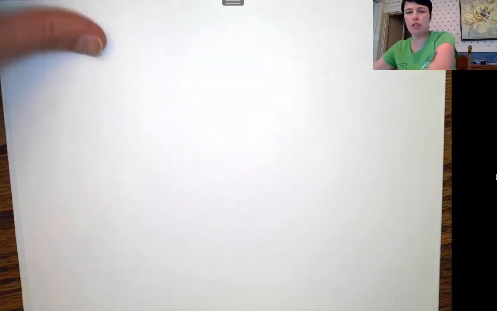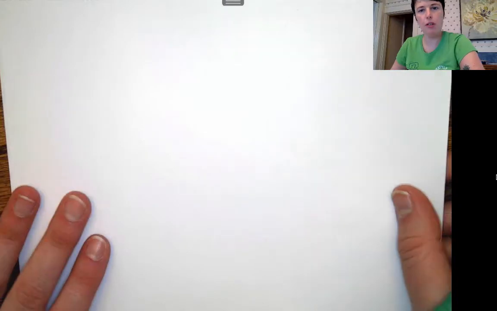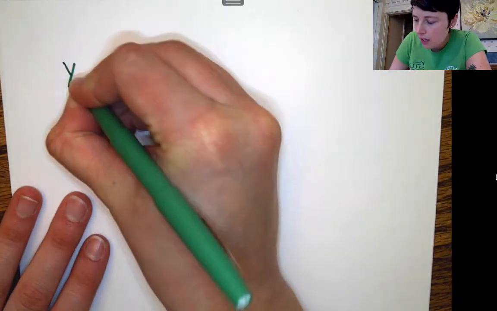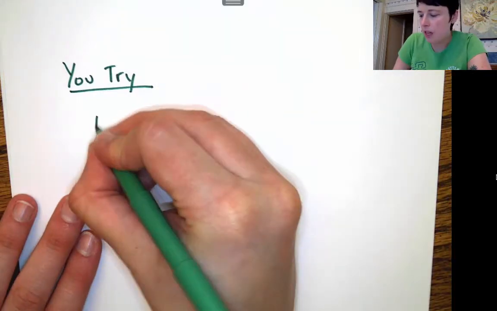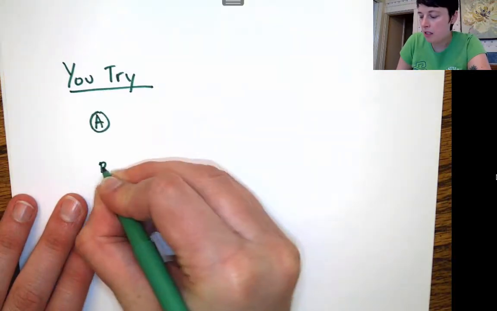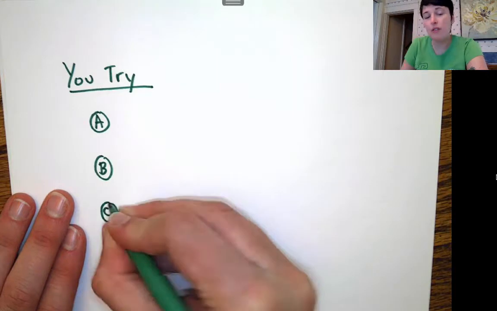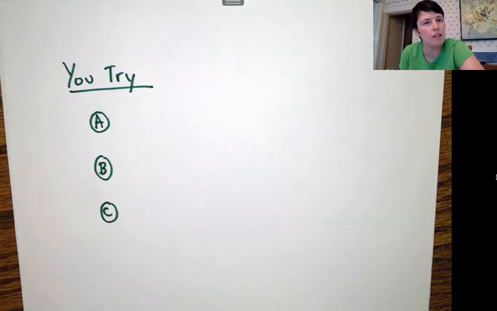Okay, so it's time for you to try now. I'm going to give you some questions, and we'll see if you can do them. So we're going to write, you try. I'm going to give you 3 questions. I'm going to give you an A, a B, and a C. And if you need to draw the visual, it's allowed. Like, you can do that. But if you can do it without and use the rule, even better. You'll get faster at these.